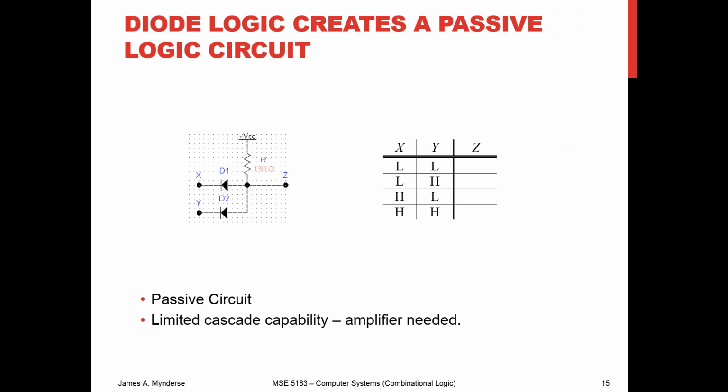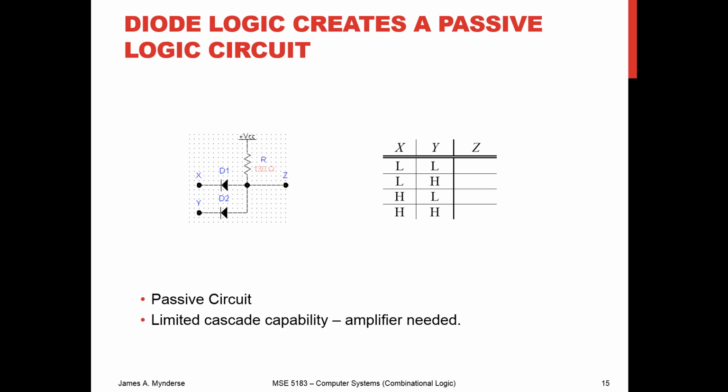We could also go down to the diode level and make ourselves some passive logic circuits, and you'll do this in lab as well. So for instance, I've got two diodes and a resistor. My diodes here are going to be connected to my inputs X and Y. I've got VCC as my power there, and the output is going to be Z.